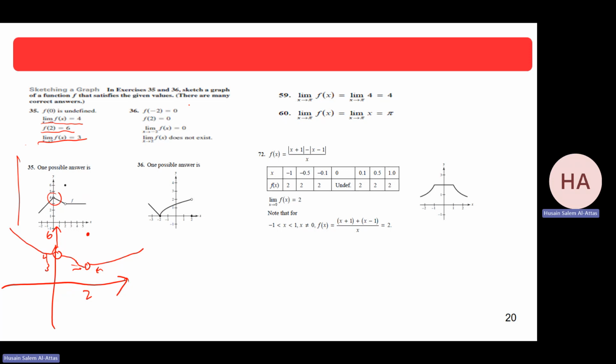The same thing here. They want f of minus 2 is 0, f of 2 is 0, and the limit as x goes to minus 2 is also 0, but the limit as x goes to 2 does not exist. So at minus 2, f of minus 2 is 0. This is one graph. The limit exists and is equal to 0. Here at 2, f of 2 is 0, which is correct, but the limit does not exist because left is not equal to right. You can do this also, it's okay. No problem.